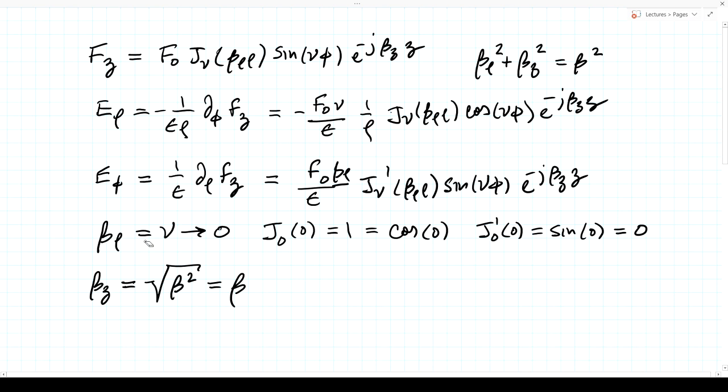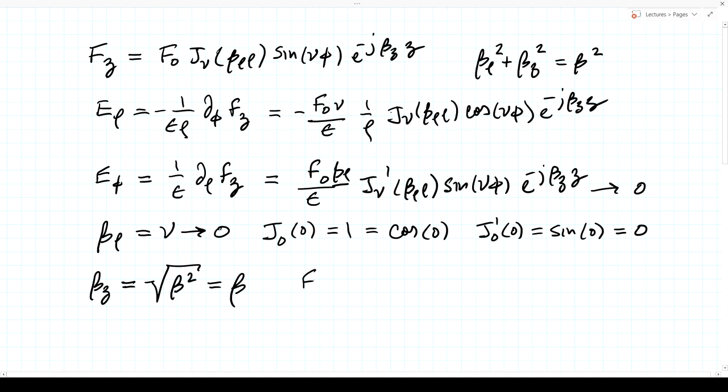And nu goes to 0, and let's see. So E_phi here, well, sine of 0 is 0, and J0 prime at 0 is equal to 0, so this all goes away. This goes to 0. But how about this guy? Cosine goes to 1. This becomes J0. As beta_rho goes to 0, J0 of 0 is 1.